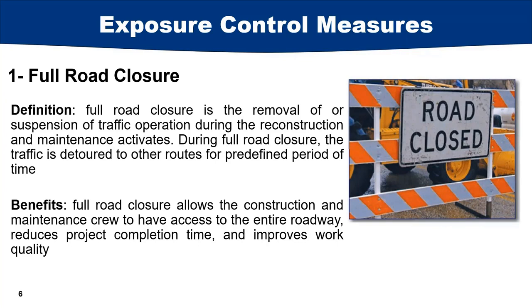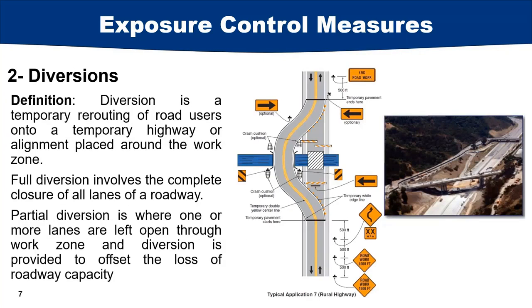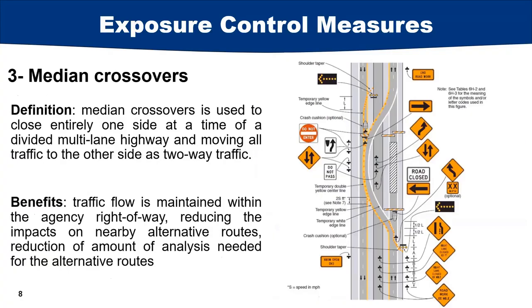Another option, again, I won't go into too much detail, is a diversion. Basically, as you see in this slide, diversion is a temporary rerouting of the road users onto a temporary highway or alignment placed around the work zone. That's another option you have. Or you have the median crossover, which is used to close entirely one side at a time of a divided multi-lane highway, moving all traffic to the other side.